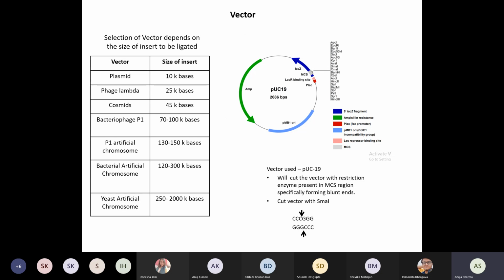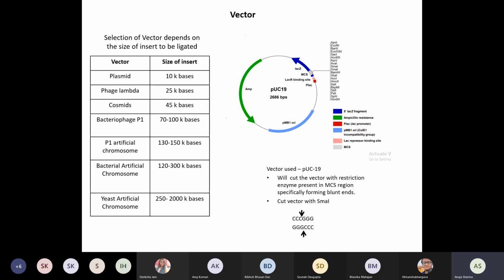So once you have the genomic DNA, the other thing you need to have is the vector. The selection of vector depends on the size of the insert to be ligated. So depending on the size, we can choose different vectors.